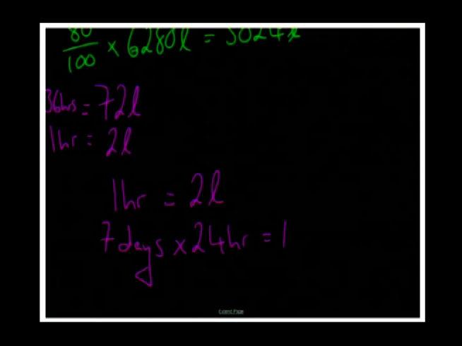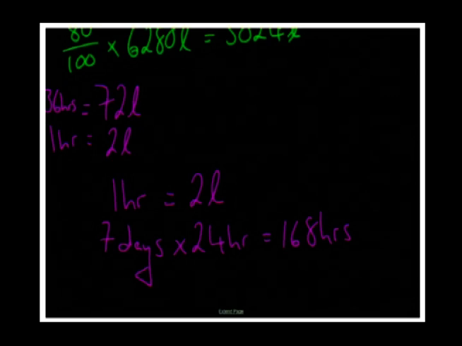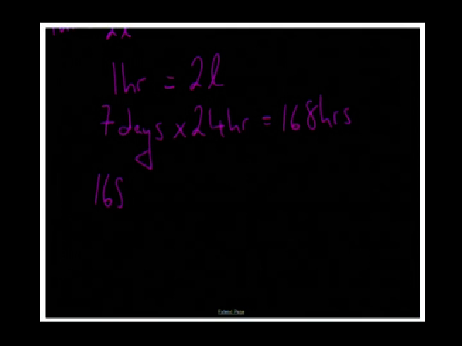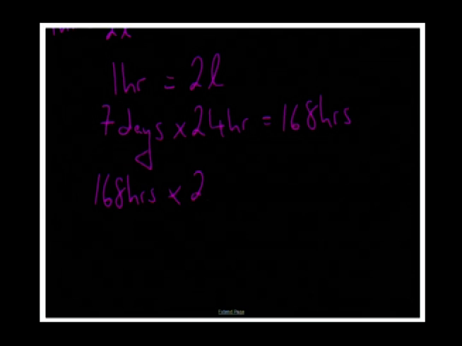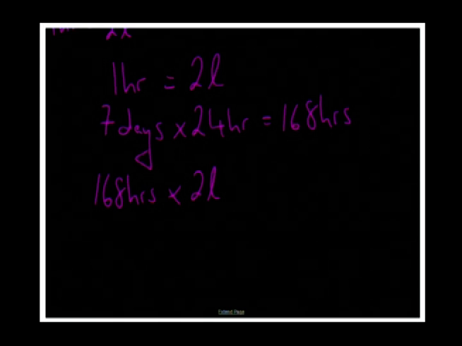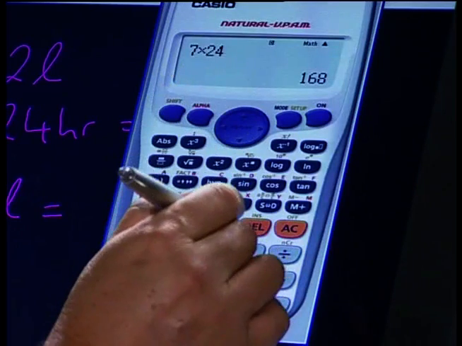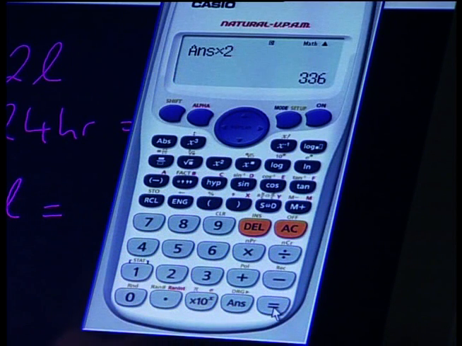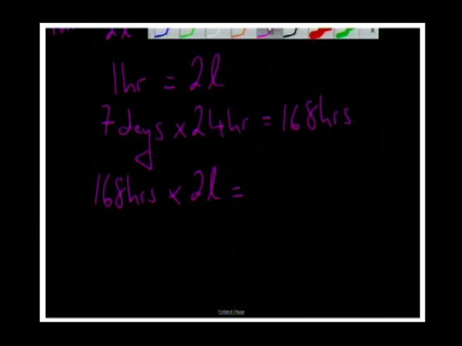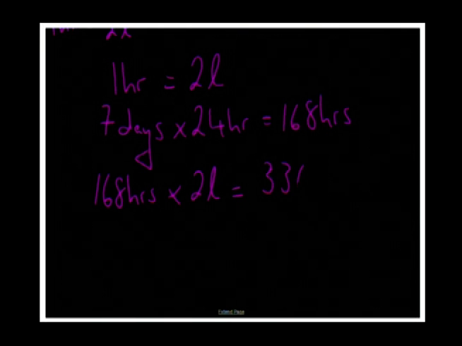So I know I've got 168 hours. If there's 168 hours and every hour uses 2 liters of diesel, obviously in 168 hours, I'm going to multiply it by 2 liters. 1 hour, 2 liters. 168 hours is 168 times 2 liters. Okay? Equals, and again, 168 times 2 equals 336. So I've got 336 liters of diesel which I've used.